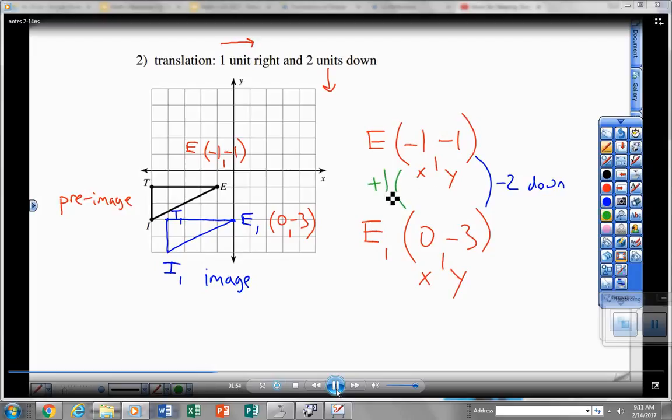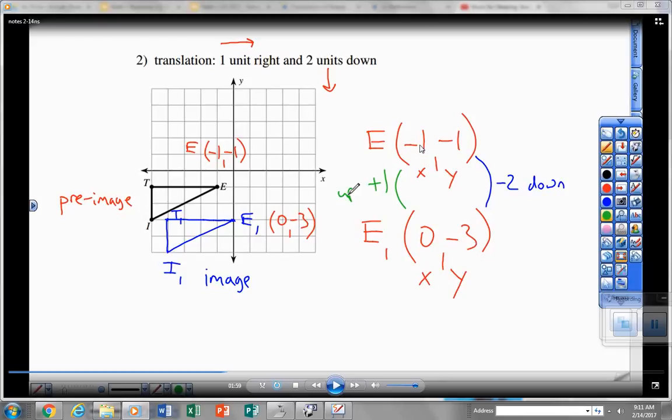If I compare the X numbers, I can see from the original -1 to 0, I'm actually adding 1. I'm going up. When you have an X number going up, that means you're going to the right. When the X number goes down from the original to the new one, the translation is to the left. If the Y numbers from the original to the new one go up, that means the object's being translated up. If the Y numbers go down, that means it's translated down.